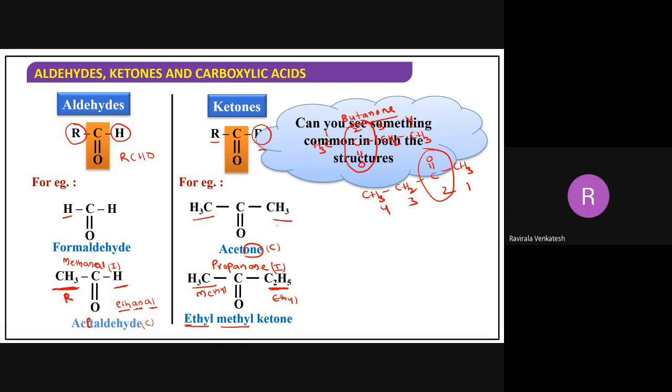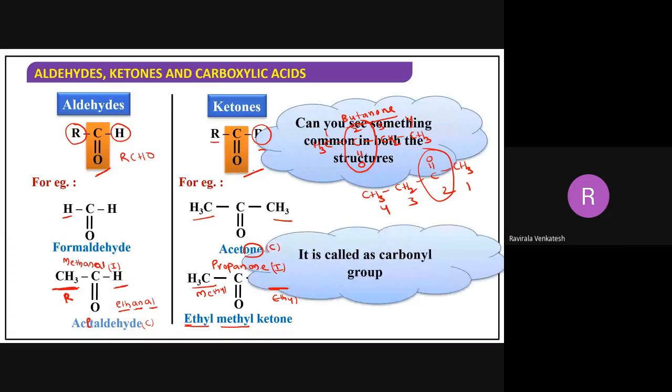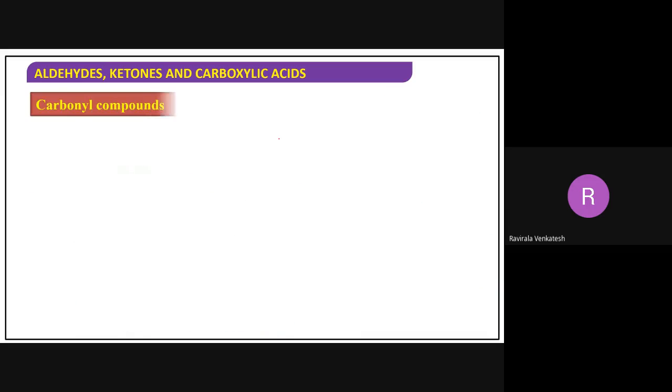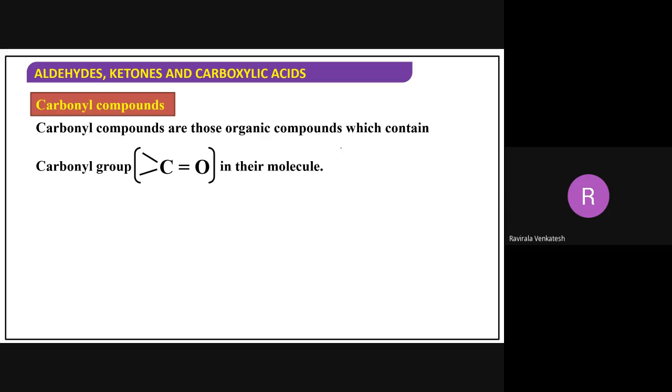What is common in this case? C double bond O is common in both cases. It is called the carbonyl group. If it is having hydrogen at this side, aldehyde. If you have an R group at this side, that is called ketone. This is the primary, basic information, isn't it? Everyone should know this one. Very simple concept actually.